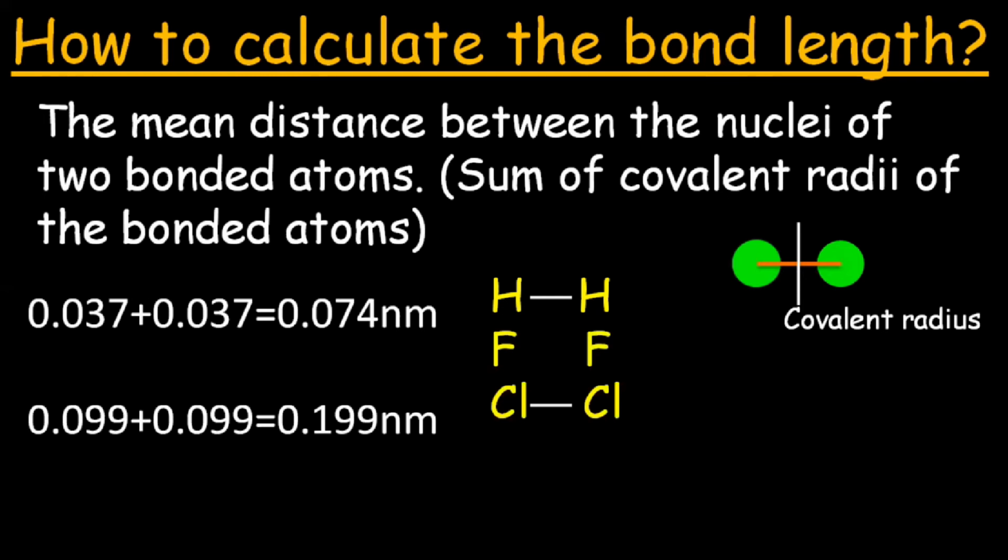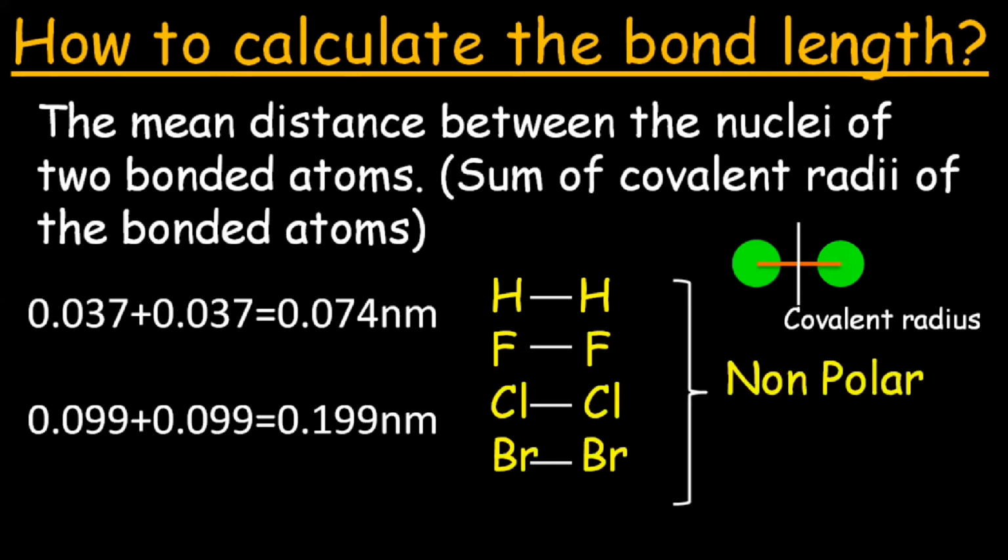This is true for fluorine and Br2. All these molecules are non-polar and homoatomic. These exactly follow the rule of adding the covalent radii of bonded atoms to calculate their bond lengths. However, this is not true in all cases, especially when the bond is between two different atoms, and it is more prominent when they have a marked difference of electronegativity.